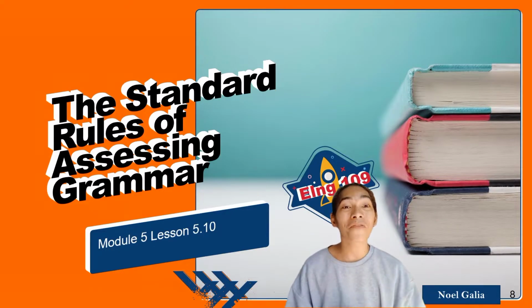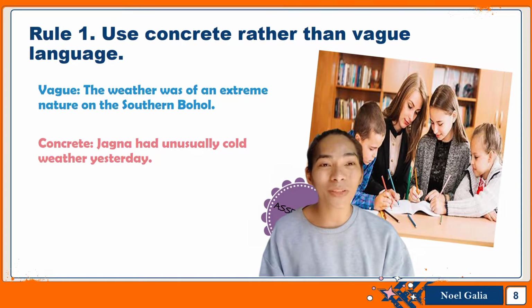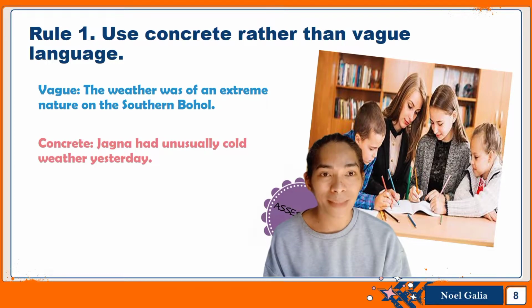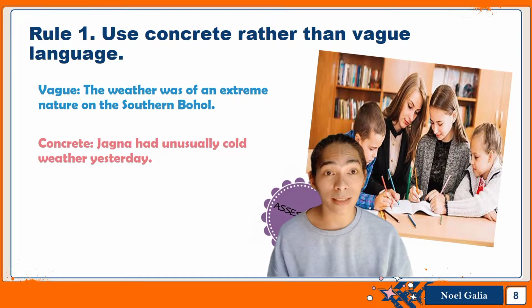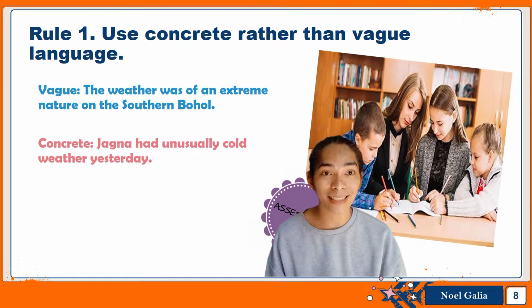And here are the standard rules of assessing grammar effectively. Rule number one, use concrete rather than vague language. Example. So what is vague language? For those who don't know, vague is an adjective. It means uncertain, indefinite, or unclear meaning of a sentence.